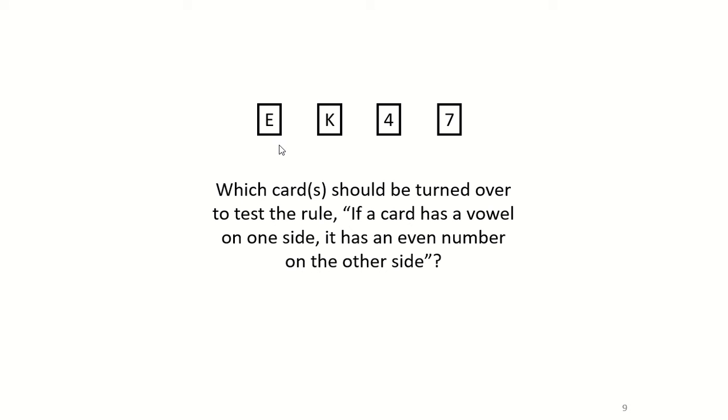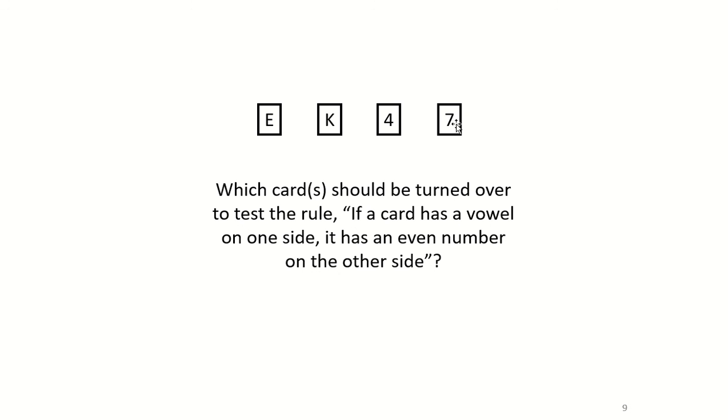Now, most of you, however, are probably thinking that the other card we should turn over is the 4. However, that's incorrect, because the rule does not state that if there's an even number on one side, then it has a vowel on the other side. It doesn't say anything about that at all. It just says if it has a vowel on one side, it must have an even number on the other side. So the only way to test this rule is actually by trying to disconfirm the rule. And if we want to disconfirm the rule, we should actually flip over card number 7.